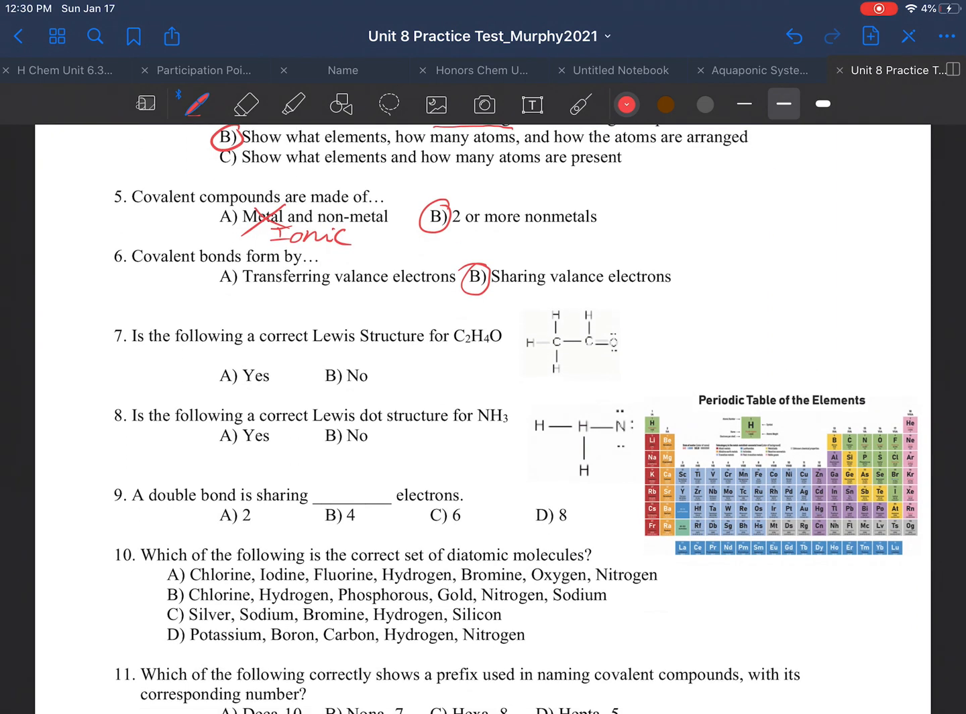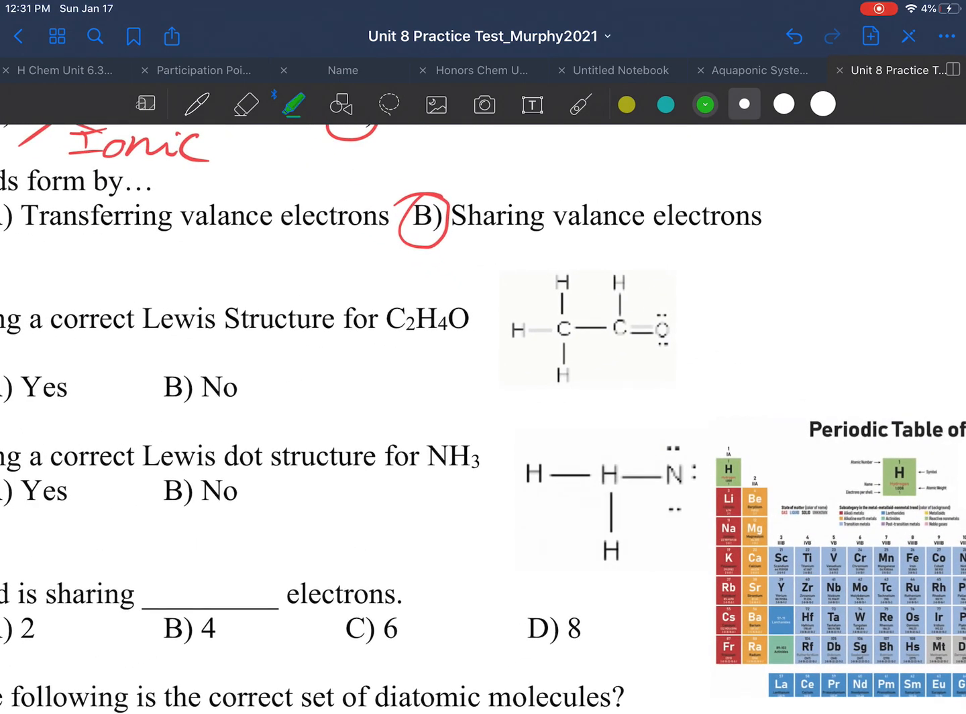Is the following a correct Lewis structure for C2H4O? We have to make sure that there is an octet and that hydrogen doesn't have more than one bond. Those are kind of the two rules here. If we're looking at this carbon, it has 1, 2, 3, 4, 5, 6, 7, 8 electrons around it. So that is good. It is satisfied. Now if we look at the next carbon here, we have 1, 2, 3, 4, 5, 6, 7, 8. So that is also satisfied.